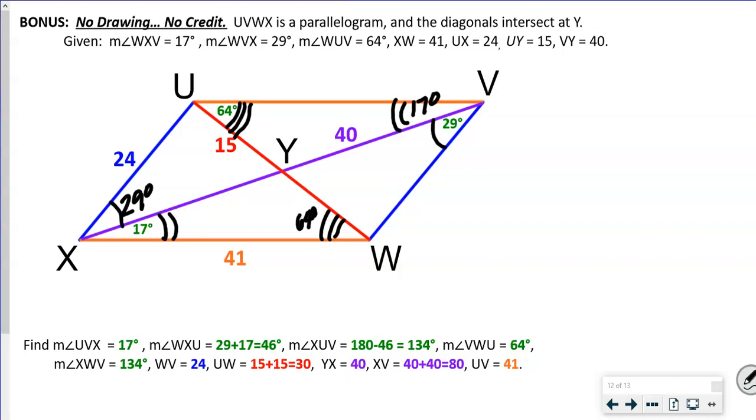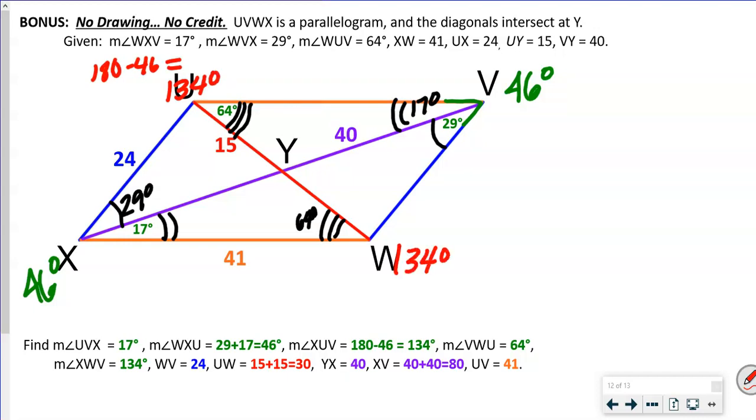Okay. Now, let's add this 17 to the 29 and let's find out what this angle up here is. So that would be 17 plus 29 is 46, right? So this is 46 up here. That means this is 46 down here because opposite angles are congruent, right? And we would subtract 180 minus 46 up here to get this one. So this angle is going to be 134 degrees, which means its opposite angle is going to be 134 degrees.